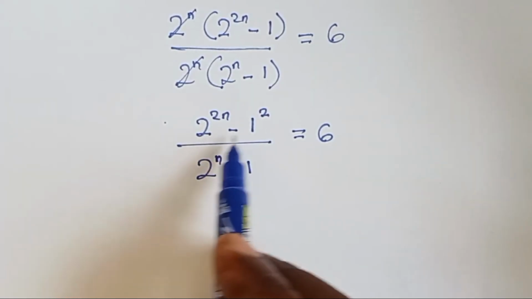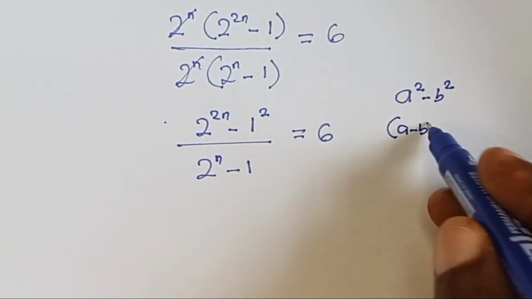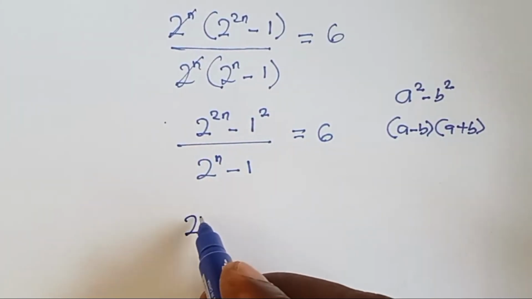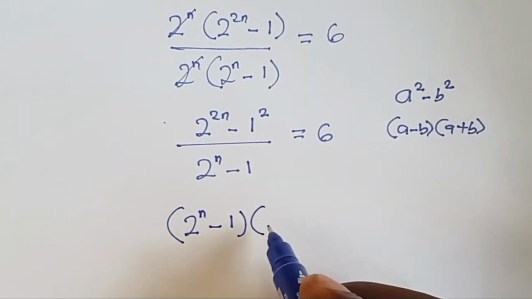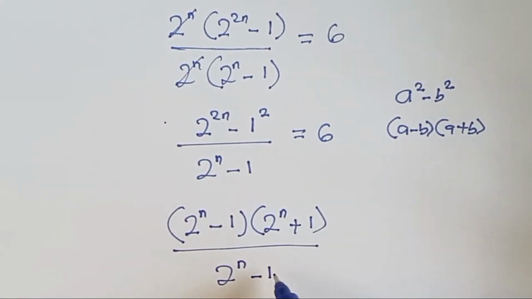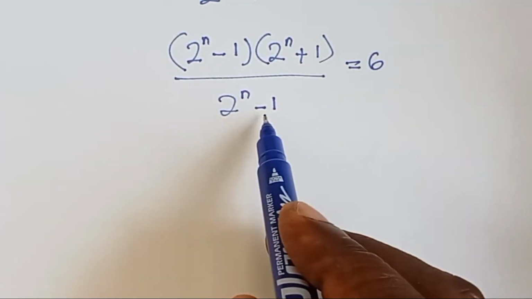And then from here we can do difference of squares. Remember, if you have a square minus b square, it becomes a minus b, a plus b. Difference of squares. That's what we do in this place. And then this one becomes 2 raised to power n minus 1 multiplied by 2 raised to power n plus 1. That is what this becomes. And then we have 2 raised to power n minus 1. Everything equals 6.